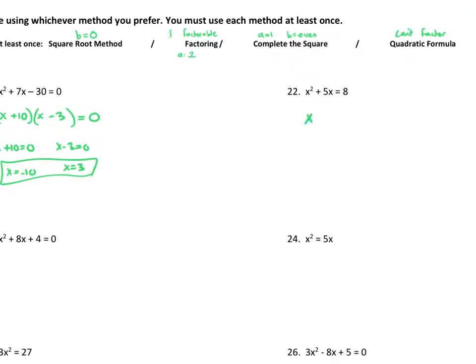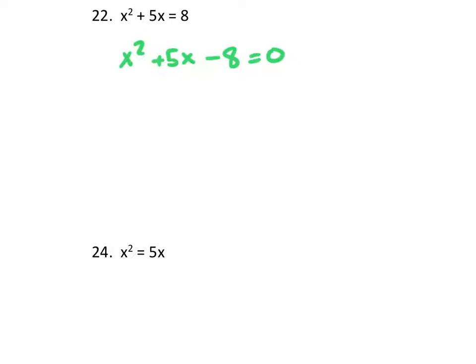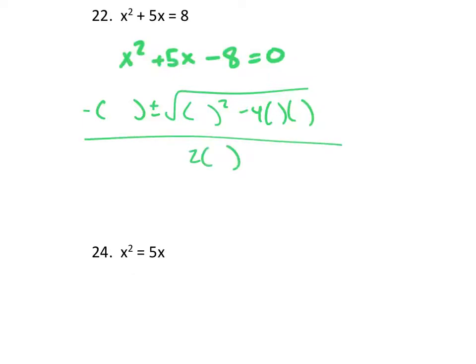For 22, when you subtract the 8 over, and you try to factor this, it's not factorable. There are no numbers that multiply to negative 8 that add to negative 5. And it's also not a good candidate for completing the square because that 5 as the b value is odd. So this would be a good opportunity to use the quadratic formula. And this is why we have different methods, because different scenarios will come up and you need to be equipped for them.